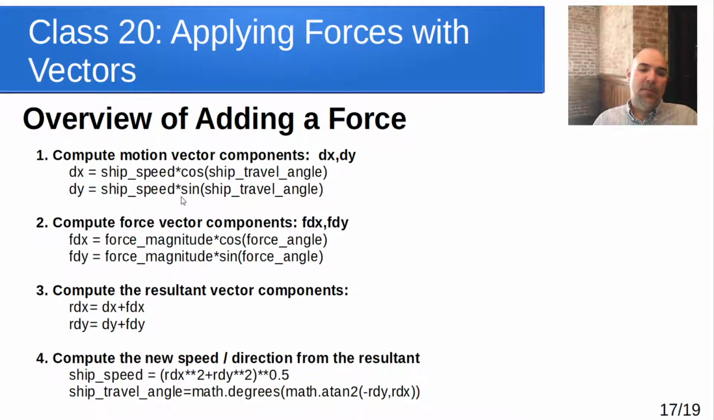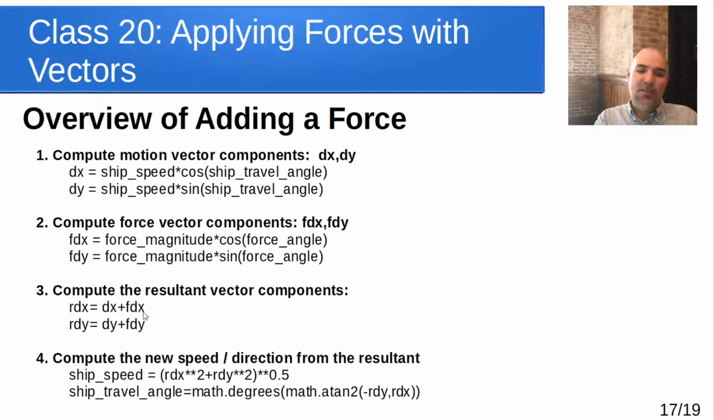And then we compute the vector components, f dx and f dy, for the force vector. And the force vector is whatever the magnitude of the force is. And then we use sine and cosine again. So it's the same math we did up here. We're just saying, what are the two components? What's the x and what's the y of that vector? That's this magnitude. And now that we've computed those, we can compute the resultant by just adding those together.